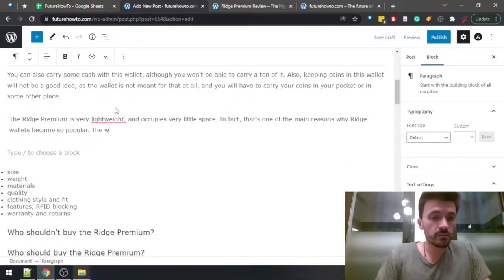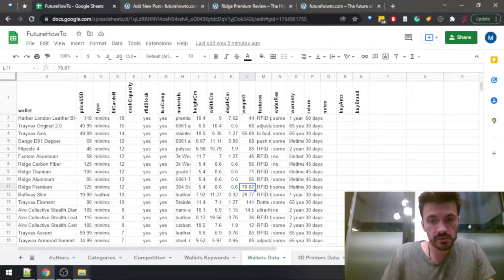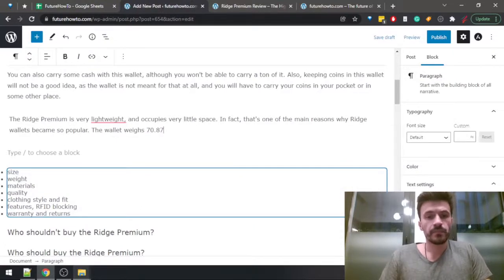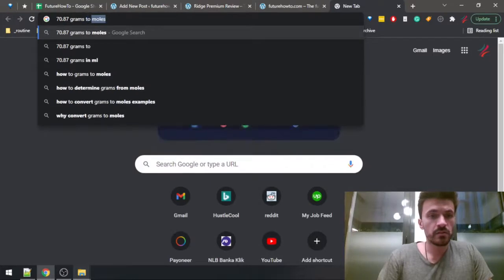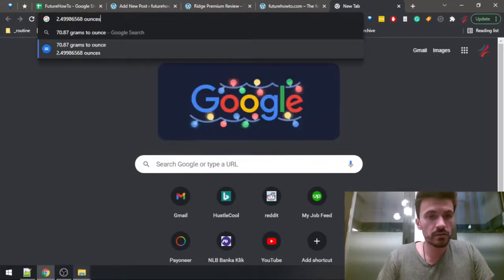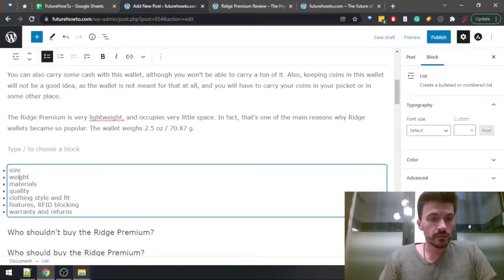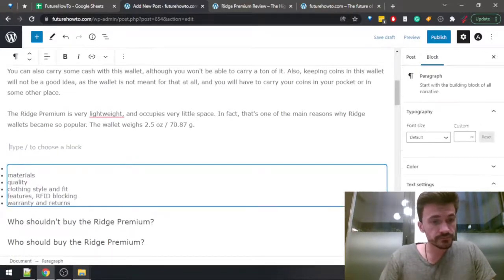Size, the wallet weighs 70.87 grams, which is 2.5 ounces. Okay, there we go. Size and weight are all done.